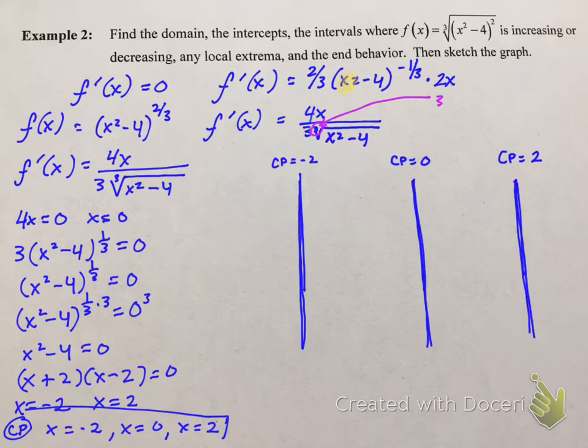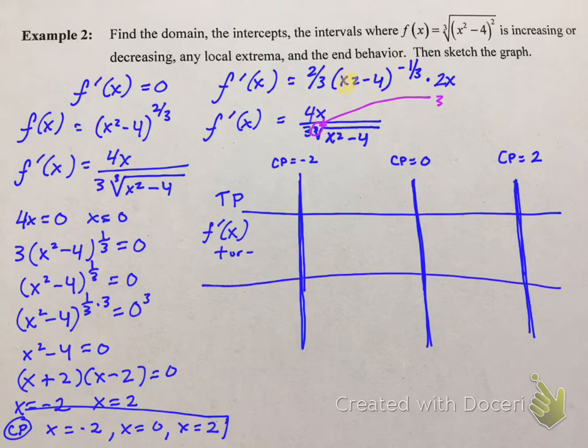Okay, so we're going to use test points, and then I'm going to plug in the test point and determine if it's plus or minus. Then I'm going to state if the function is increasing or decreasing. And then finally, we're going to determine if we have any maxes or mins. So let's go ahead and find a test point.